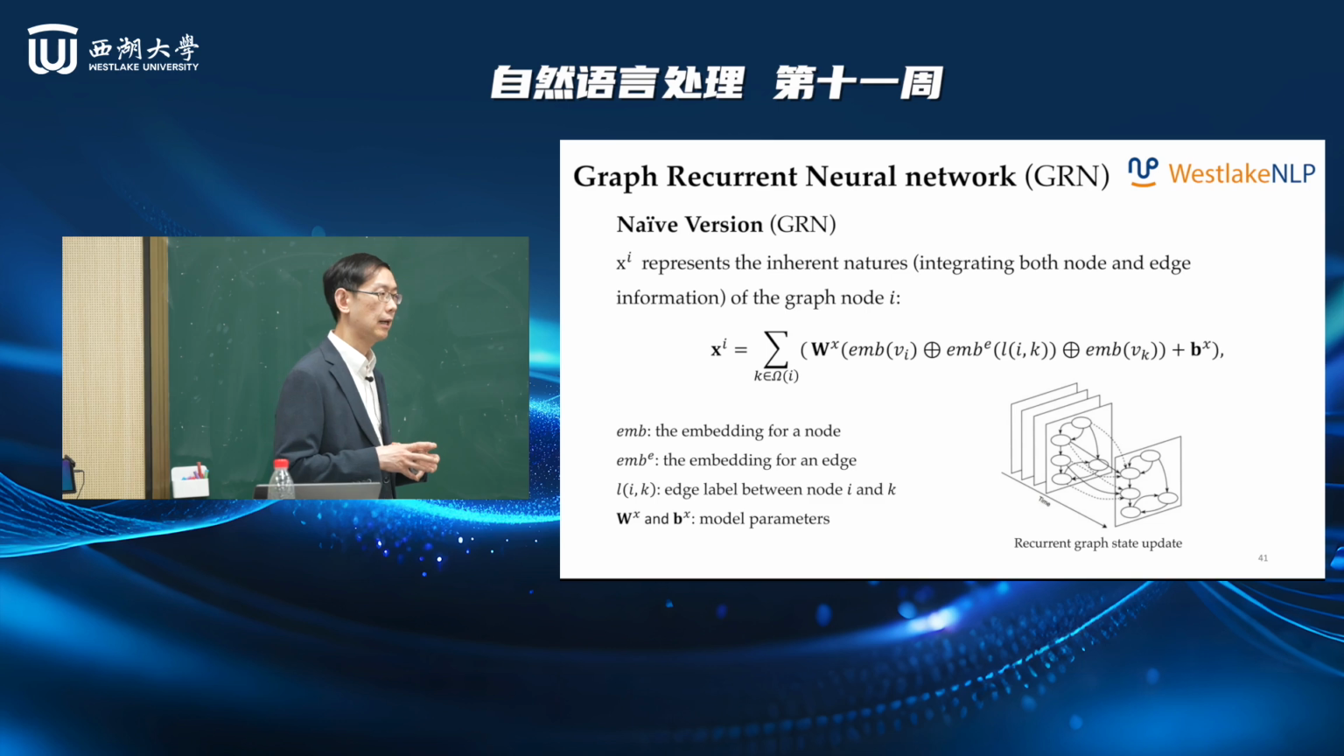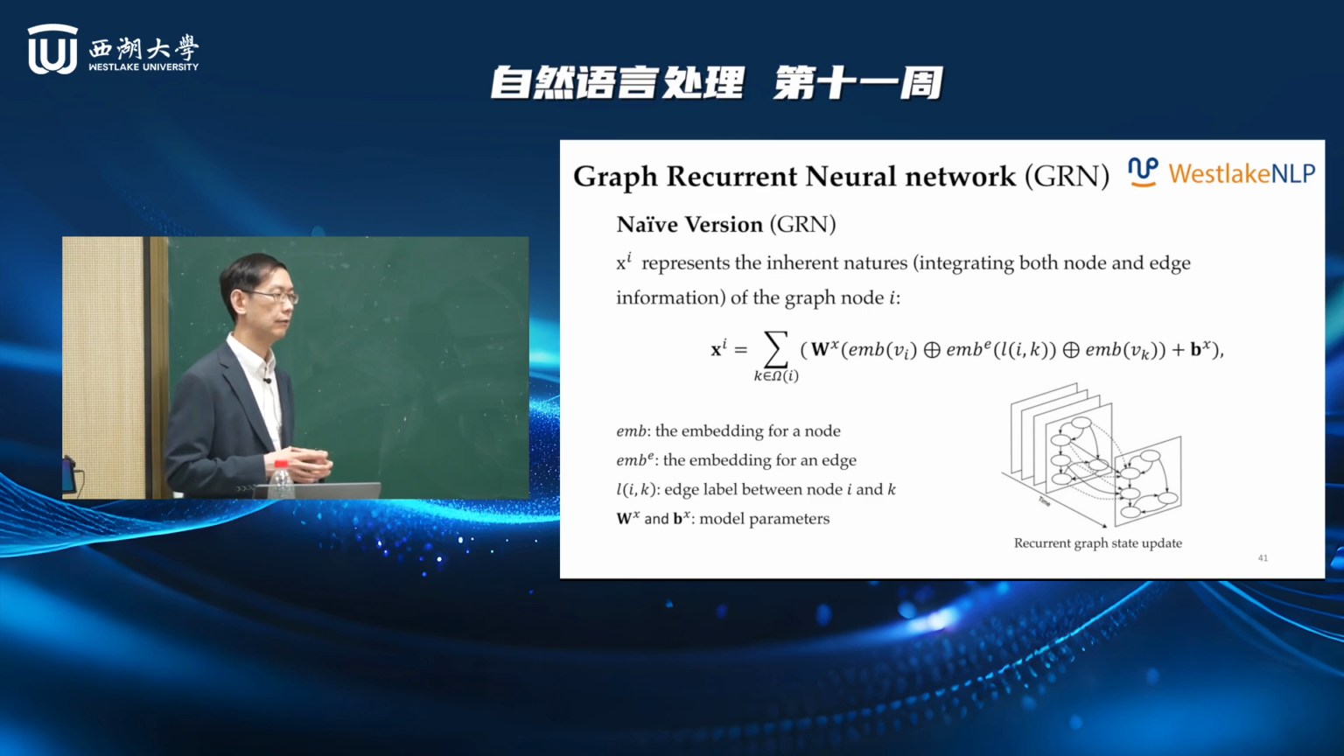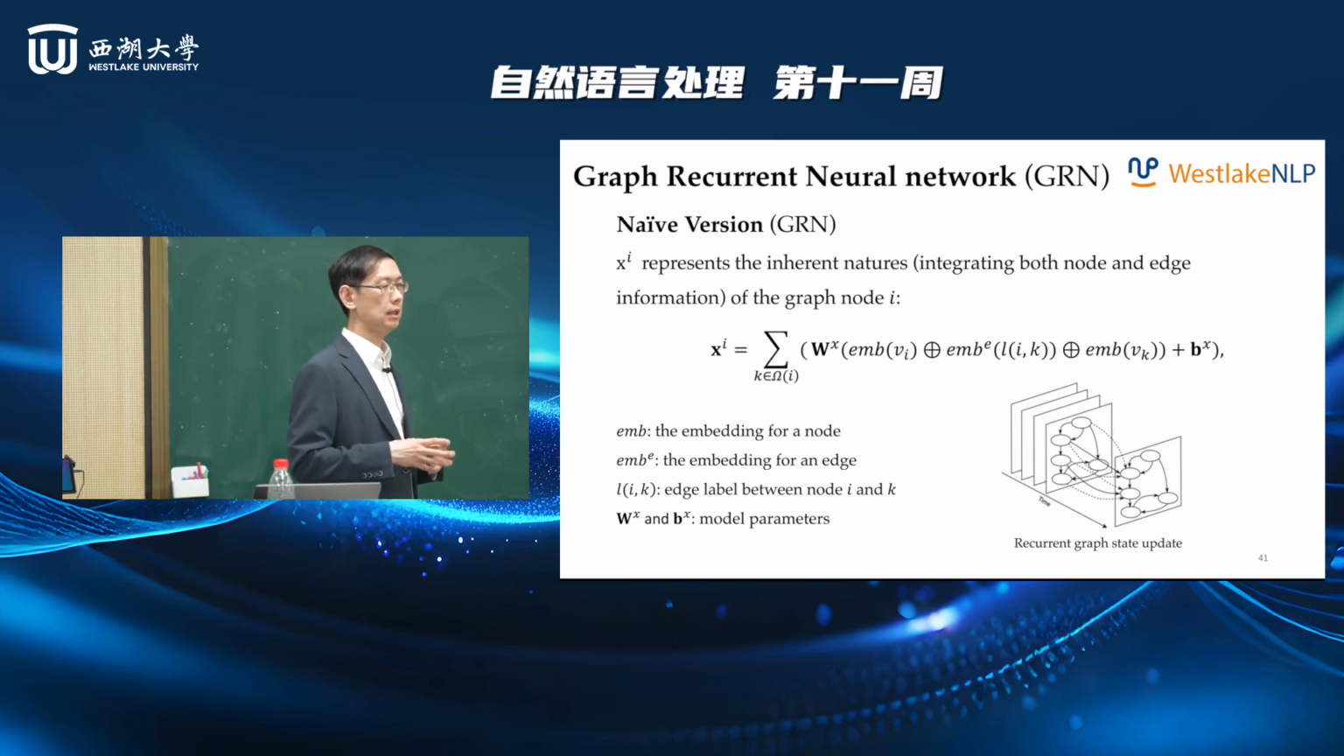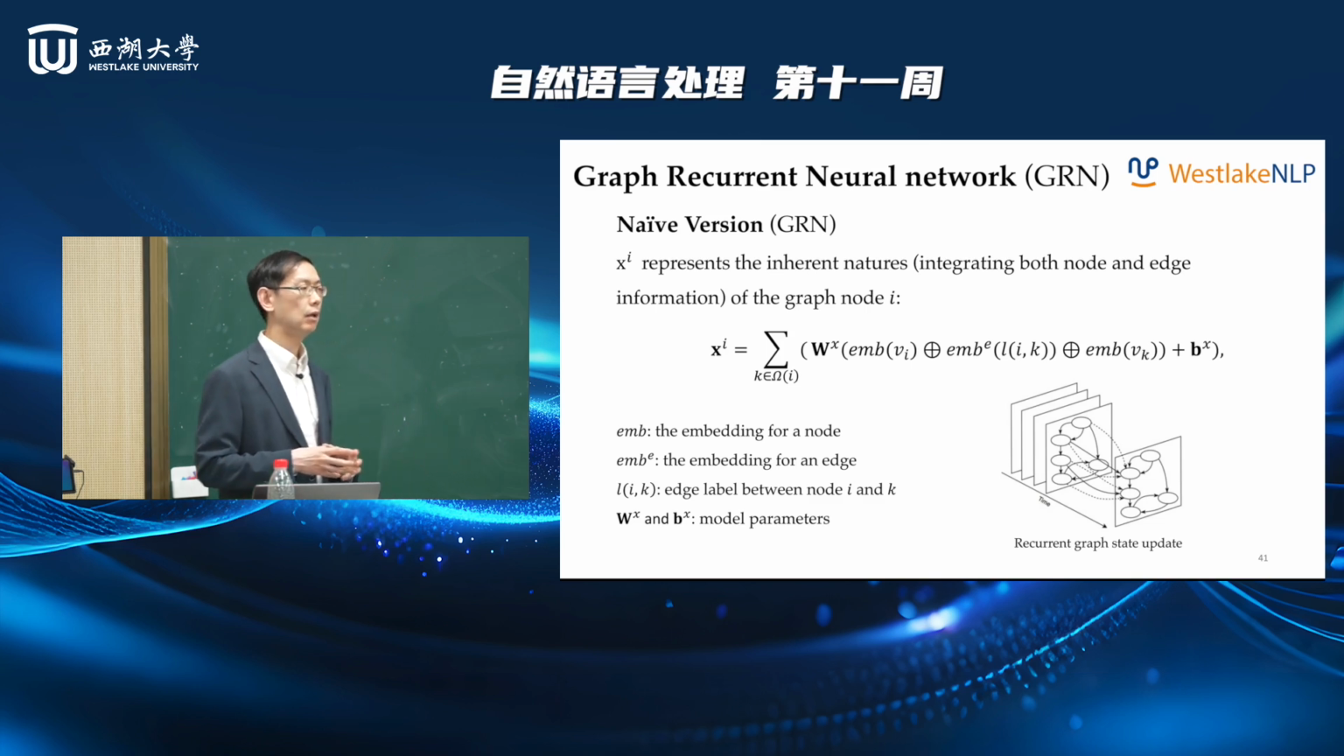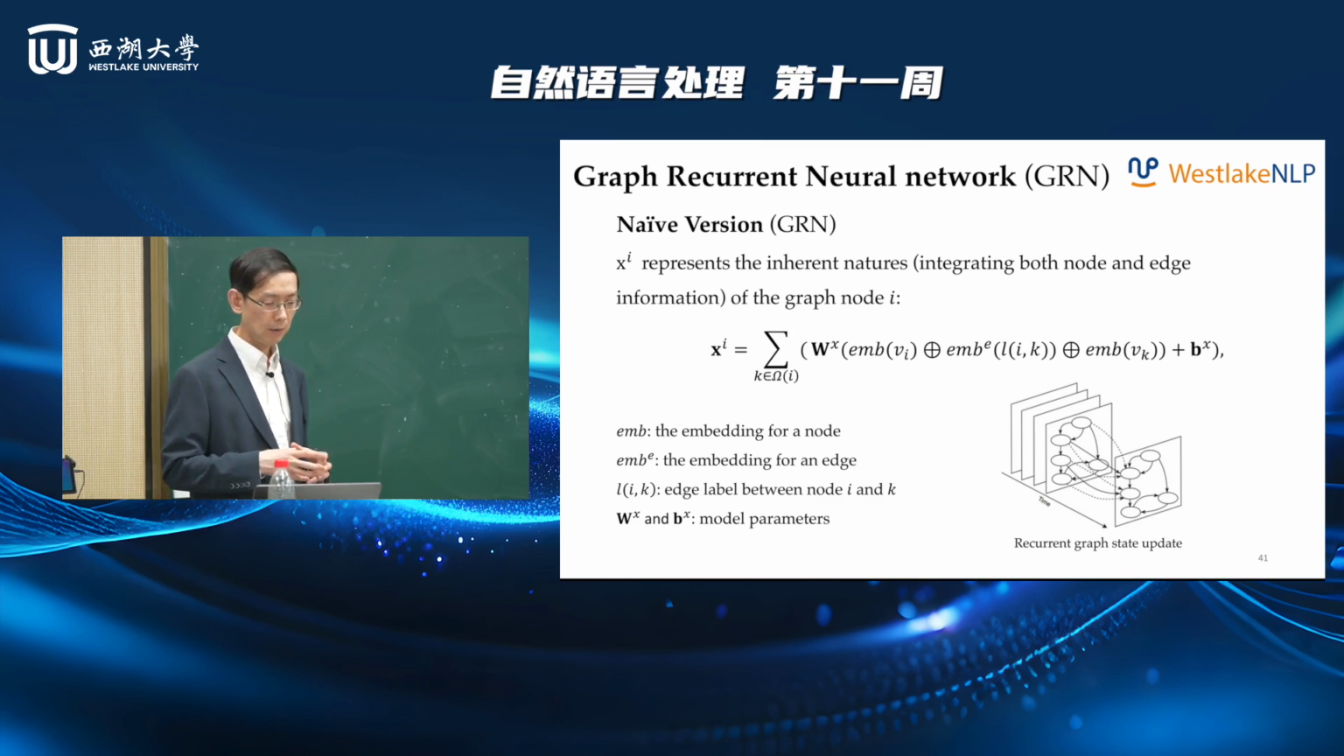Maybe it contains direction information, edge direction, and edge label. Okay, I didn't say what kind of graph it is. So the label can be a dependency label, a semantic relation label, or a knowledge relation, whatsoever. But this embedding table is obviously different from the word embedding table. So I name it embed E.